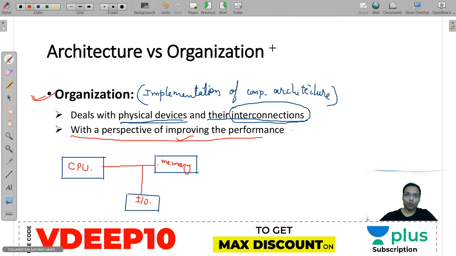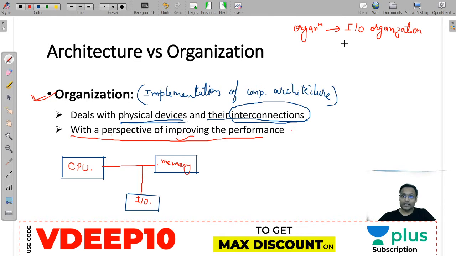Fine. So I was talking about what things are included in this organization. First of all, how IO devices are organized, so IO organization is included. Second thing is how memory is organized, so memory organization is included. And the third thing is performance improvement, how the performance can be improved. All these things are included in organization.